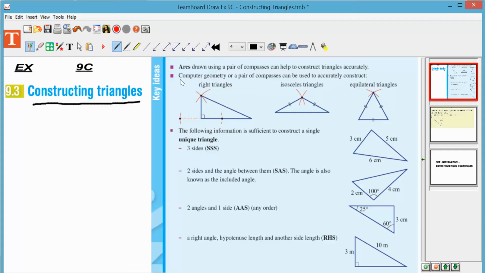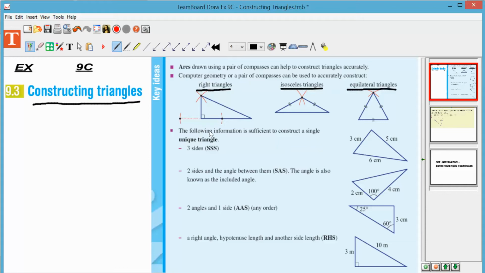All right. Now, a little bit of info here. Arcs drawn using a pair of compasses can help construct triangles accurately. All right. So arcs is when you put your compass point at one point and draw part of the circle or part of the arc with the pencil part that's obviously attached to your compass. Compass geometry, or a pair of compasses, can be used to accurately construct right-angled triangles, isosceles triangles, and equilateral triangles.